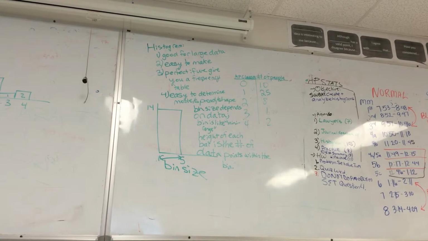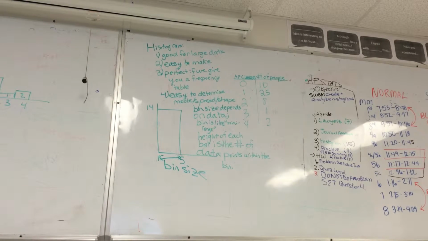One, a bar graph is more often used for categorical data, and a histogram is more used for quantitative data. Remember, quantitative is like a quantity. Categorical is like a category.